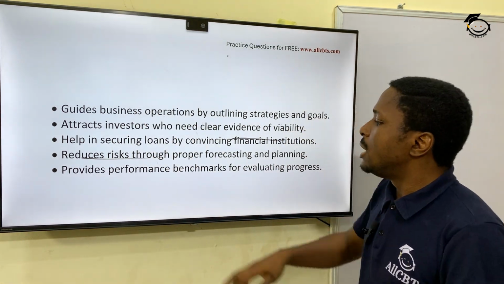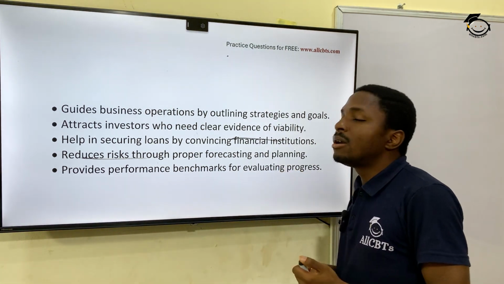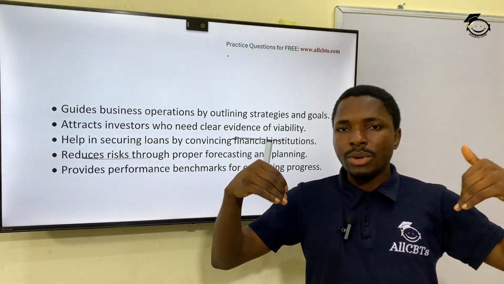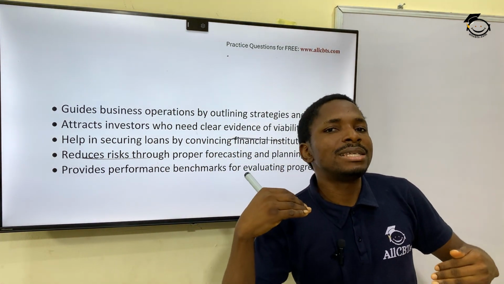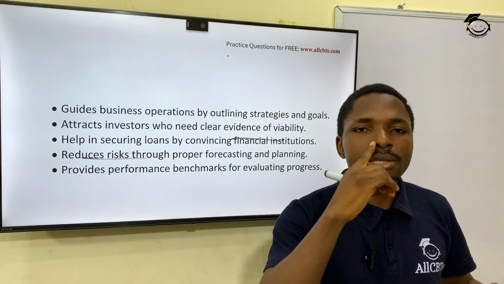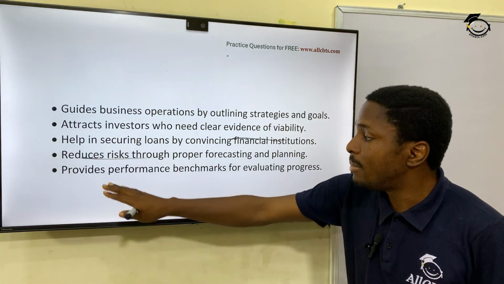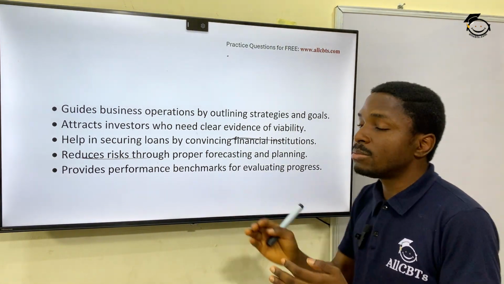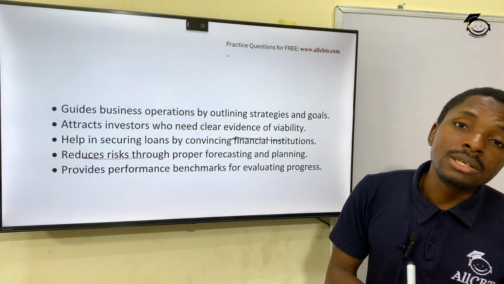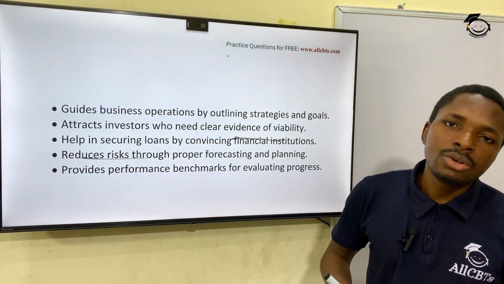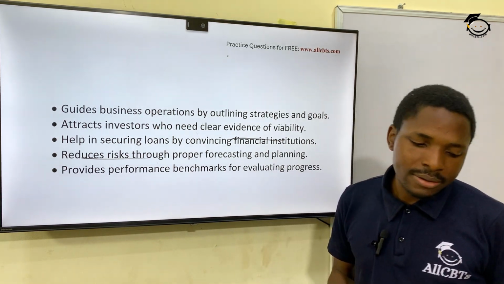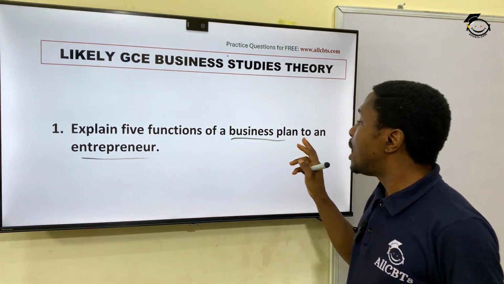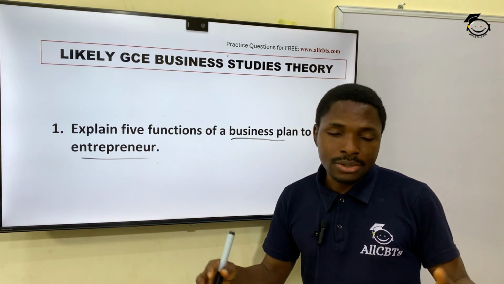And then the fifth one, it provides performance benchmark for evaluating progress. Yes, through your business plan, you're able to know this is where we are, this is where we are targeting to be in 2 years, in 3 years, this is where we want to be in 5 years. So there are benchmarks, and you can assess yourself. And using these benchmarks, you can assess your team and know, okay, this is where we are going, we are short, or we are actually on course, right? So those are the 5 functions of a business plan to an entrepreneur or a business person.